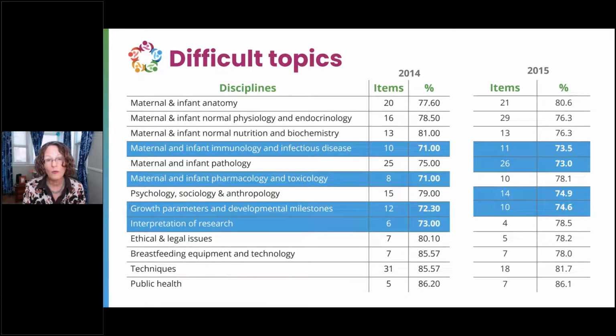One common question is, well, what area should I study? You can see here the number of items for each discipline. This will give you an idea of how the test is weighted. IBLCE has a range on the number of items in any given discipline based on the latest practice of current IBCLCs. IBLCE chooses the specific number of items included in each discipline year to year, and that information is confidential.